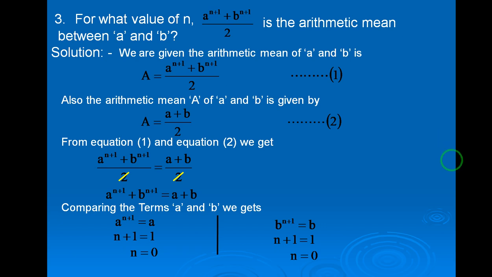Therefore for n equal to 0, the given expression must be arithmetic mean between a and b. So the answer is n equal to 0. That is, for n equal to 0, the given expression is arithmetic mean between small a and small b.